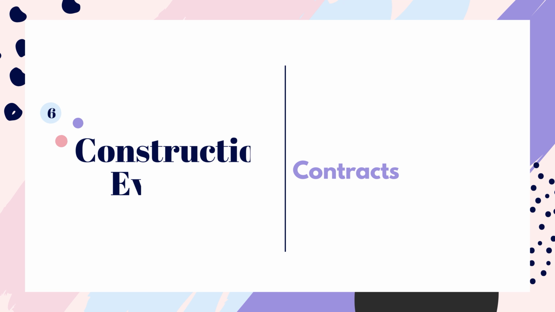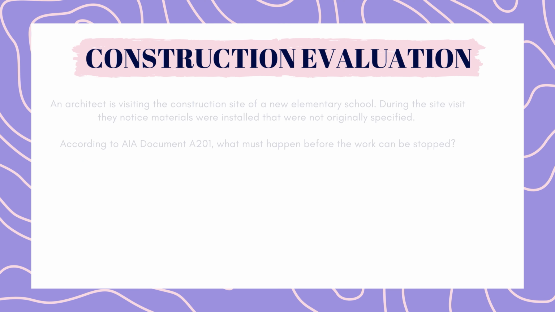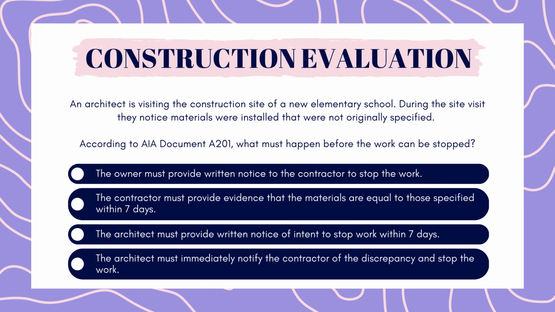Next is construction evaluation. An architect is visiting the construction site of a new elementary school. During the site visit, they noticed materials were installed that were not originally specified. According to AIA document A201, what must happen before the work can be stopped? The owner must provide written notice to the contractor to stop the work. The contractor must provide evidence that the materials are equal to those specified within 7 days. The architect must provide written notice of intent to stop the work within 7 days. The architect must immediately notify the contractor of the discrepancy and stop the work. Pause here to answer.